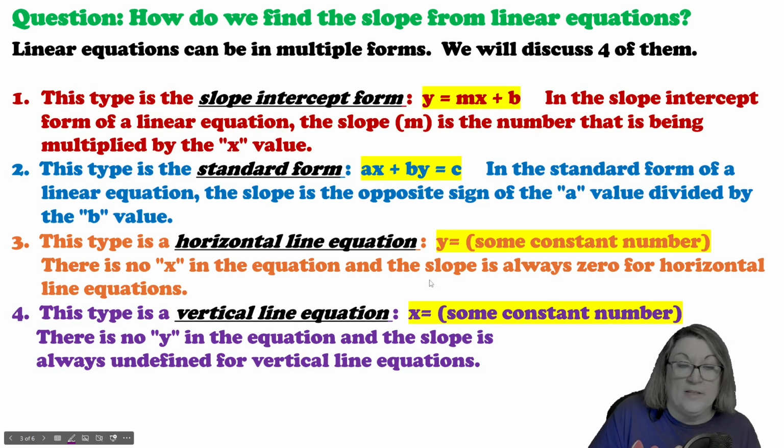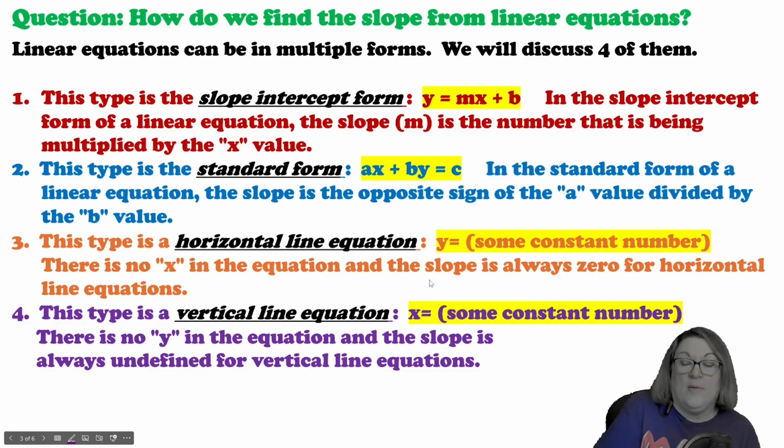The next type is called standard form. That is ax plus by equals c, where a, b, and c are numbers and x and y are just x and y. And in standard form, we'll talk about that in just a moment.